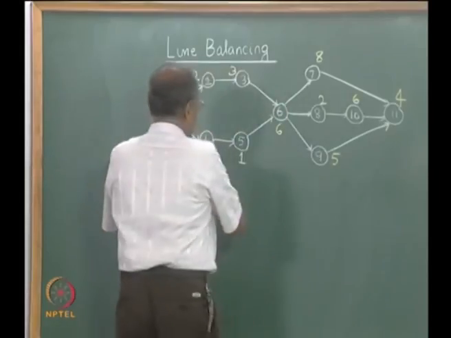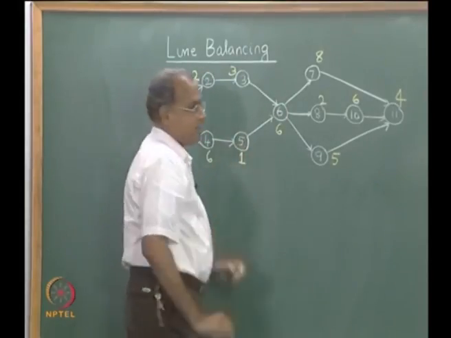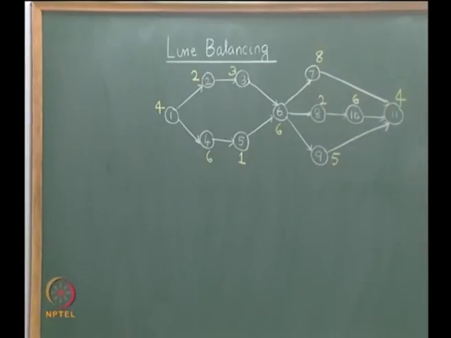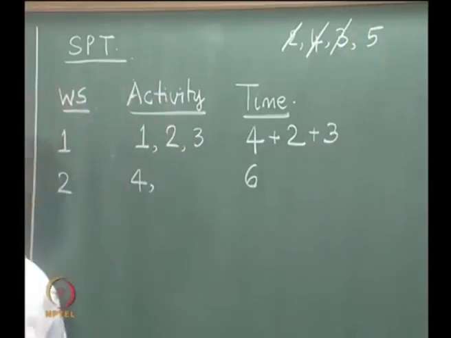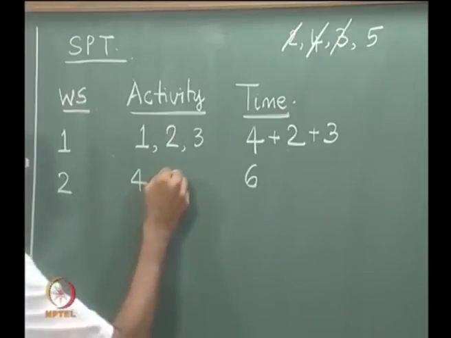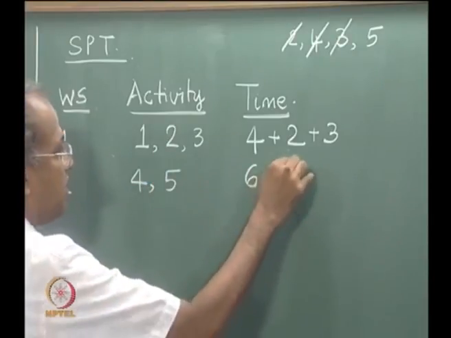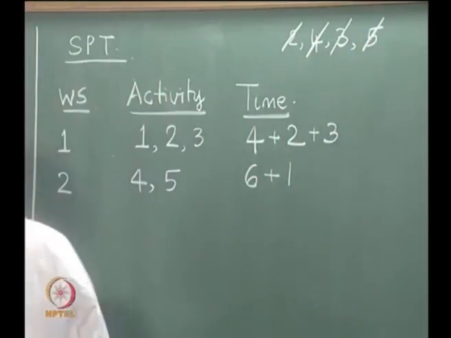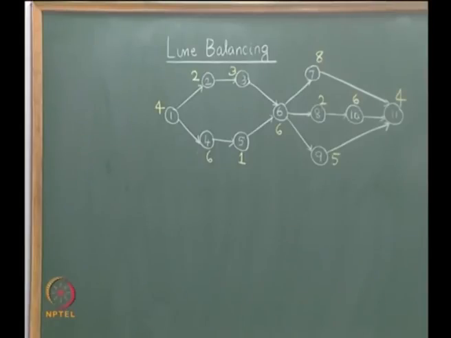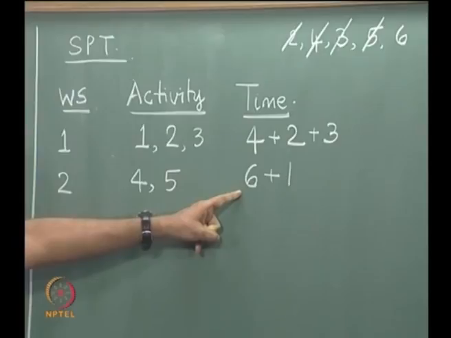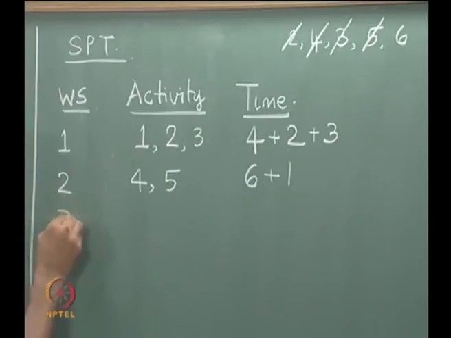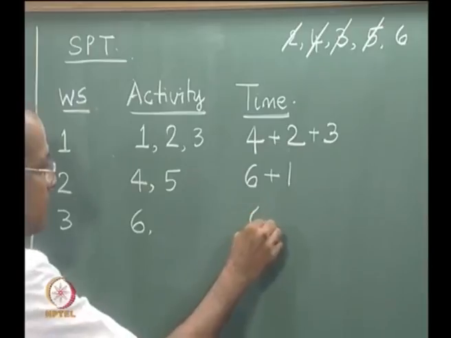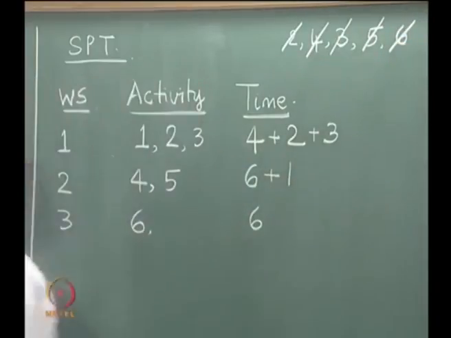Now when activity 4 is allotted, 5 is the only one that is remaining. So 5 goes here, plus 1, and once 5 is allotted, 6 can be brought in. Now 6 requires 6 time units. So we try and put 6 here, and we realize that it exceeds the value of 12. So we create a third workstation with activity 6 with time 6.